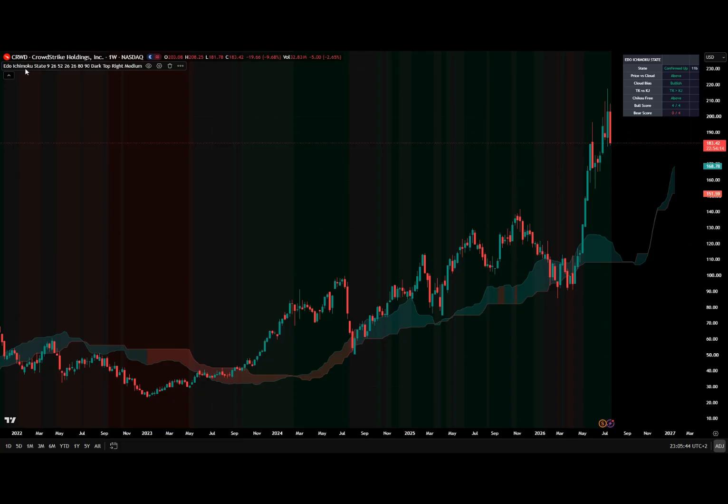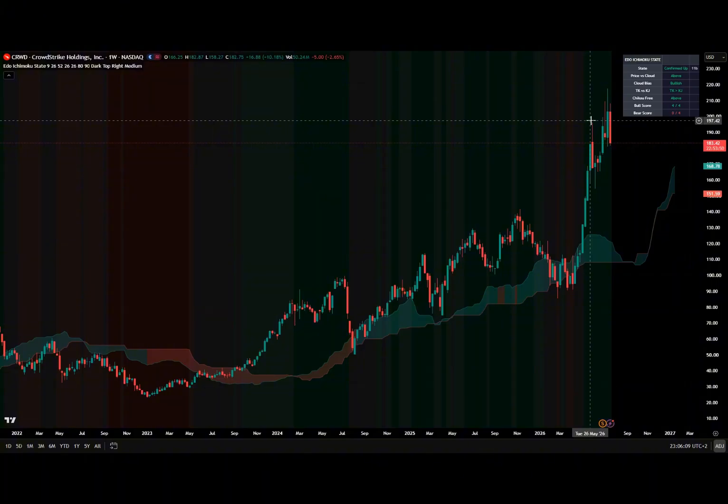Today we are going to work with the Ichimoku cloud, using Edo Ichimoku State. The classic Ichimoku system has 5 lines and a cloud, and reading all of them at once is where most people give up. This indicator does the reading for you. It keeps the cloud, checks the 4 things that matter, and turns the whole picture into a single state.